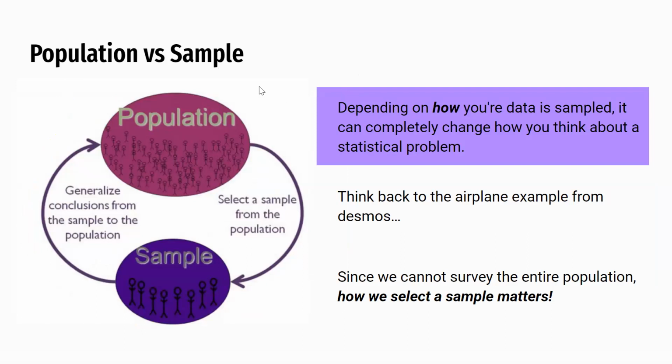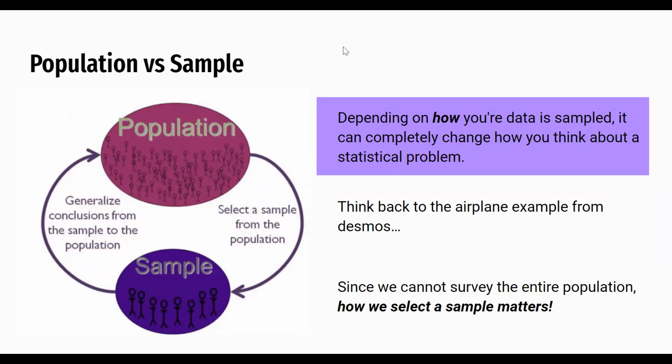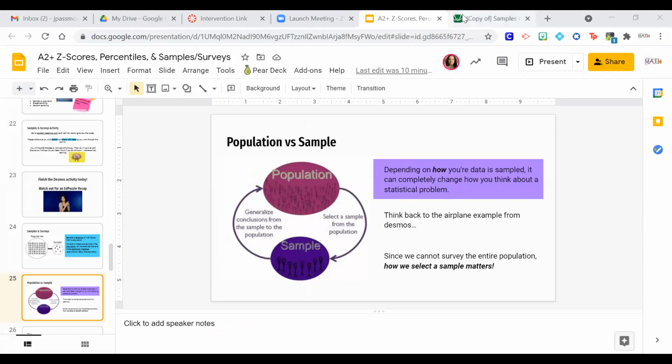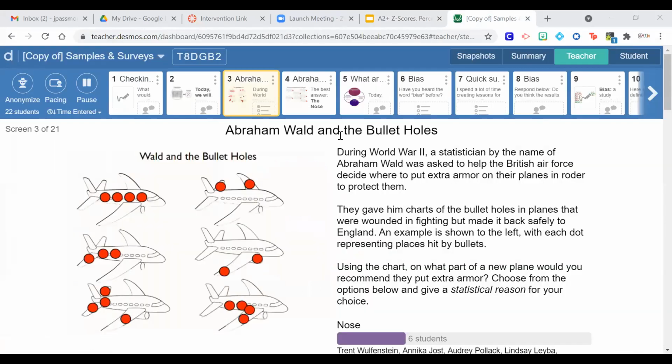So think back to the airplane example from Desmos, and I'm actually going to show you that slide from the Desmos activity. This was the activity: Abraham Wald and the bullet holes. During World War II, a statistician by the name of Abraham Wald was asked to help the British Air Force decide where to put extra armor on the planes. They gave him all of these charts of the bullet holes in the planes that were wounded in fighting, but made it back safely to England. And it was up to us to guess what part of the plane you would put extra armor on.